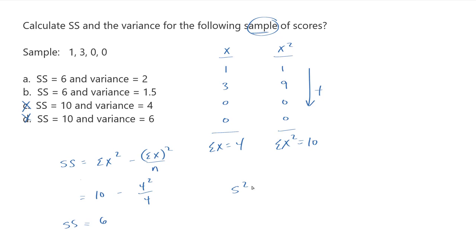Well, we are dealing with a sample, and so the sample variance is sum of squares over n minus 1. And the sum of squares we just worked out is 6. n is 4, so n minus 1 is 3. This will give me a 2. So the correct answer is A, 2.